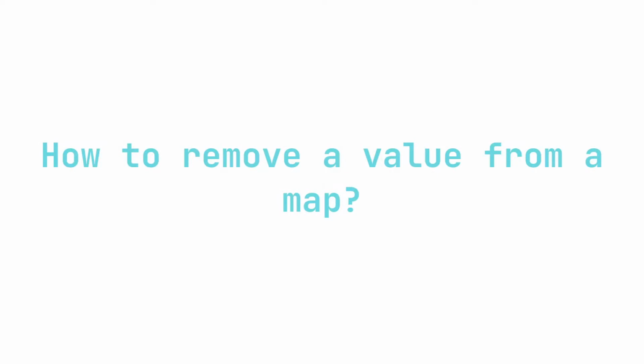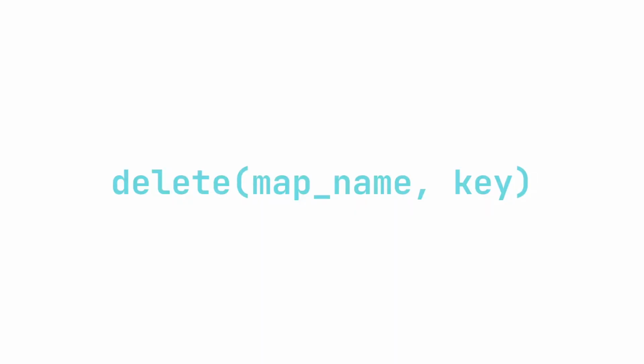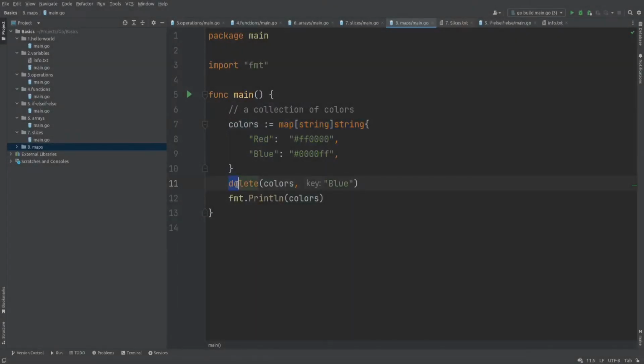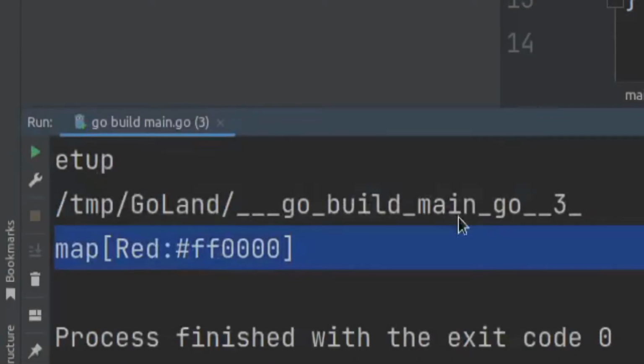How to remove a value from a map? To do this write delete(map name, key). This operation deletes a key-value pair with a given key. It doesn't return a value because if the key doesn't exist, it's the same as deleting, so it's idempotent. Let's say we no longer need the blue color and we want to remove it. To do this we need to write delete(colors, blue). And now we don't have blue in the map.